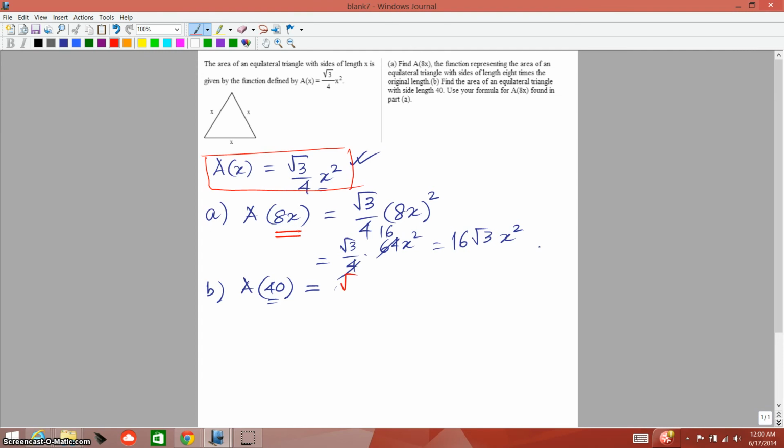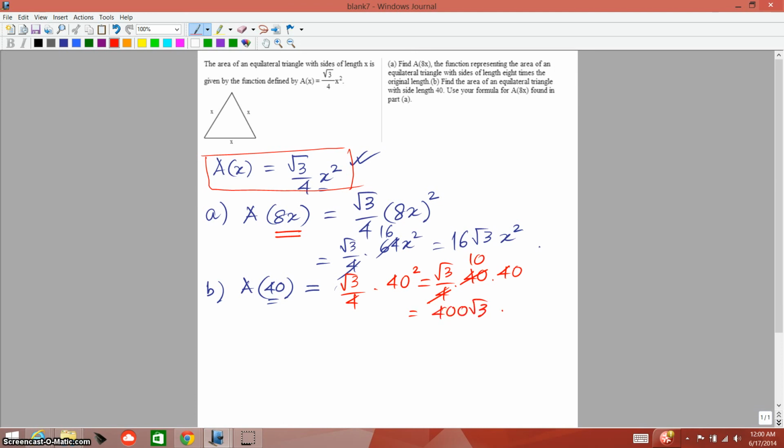So you are going to substitute square root of 3 over 4, and it becomes 40 squared. Now you have to just simplify. I can rewrite that statement as, just for convenience, 40 times 40, and I'm going to simplify this in one step. So it becomes 400 square root of 3.